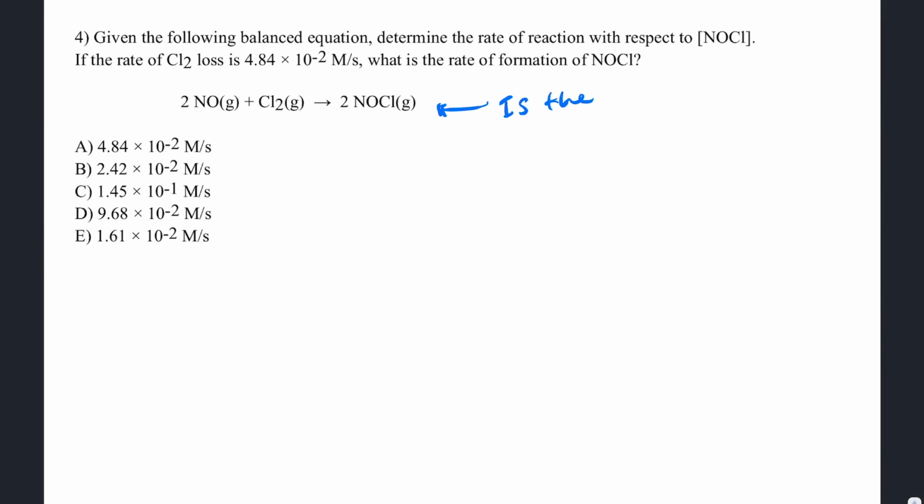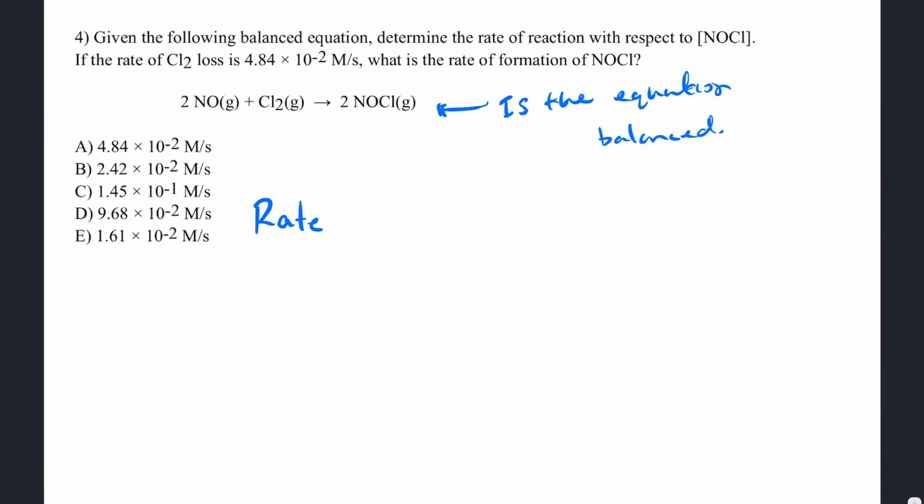Is the equation balanced? If it's not, then we can't formulate our overall rate equation. So do an extra sanity check before you continue, just to double check that the equation itself is balanced, which it is in this particular case, so we're just fine. So let's construct our rate equation.